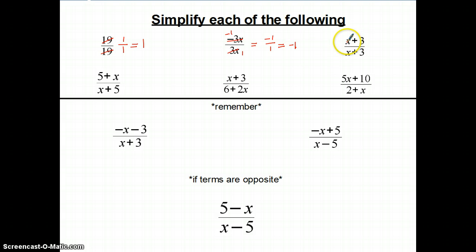Third, to the right, I have the same exact thing on the top and the bottom, so I may cancel out that entire x plus 3 with the entire x plus 3 on the bottom, again leaving me with 1 over 1, which is just 1.